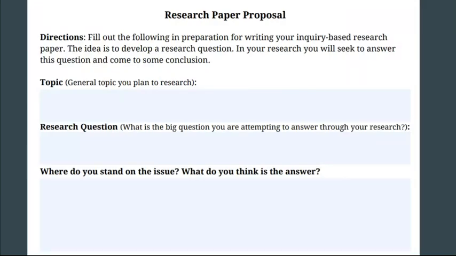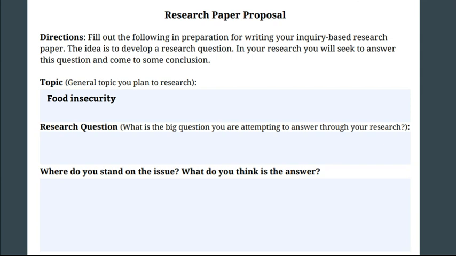So first of all, you've got a general topic that you're going to research. This might be very broad if your instructor has given you a lot of leeway, or it may be focused depending on the discipline that you're studying or your instructor's guidelines. So I'm going to be working with the topic of food insecurity. So that's my general topic.